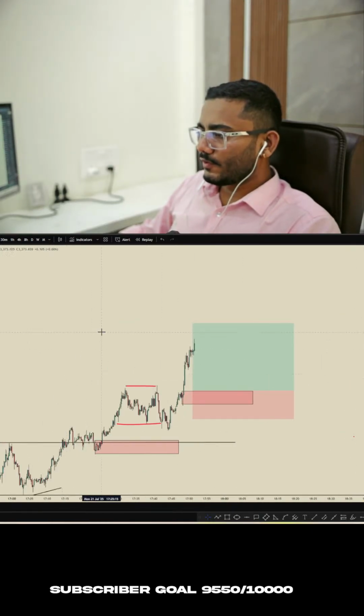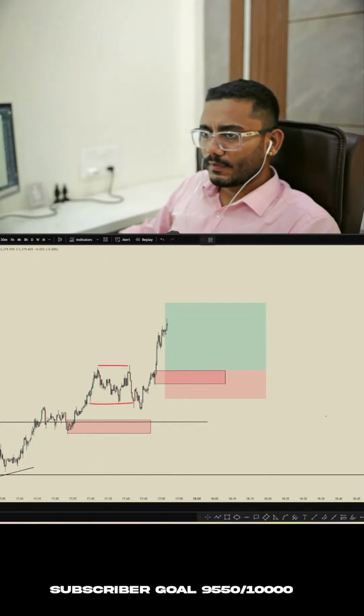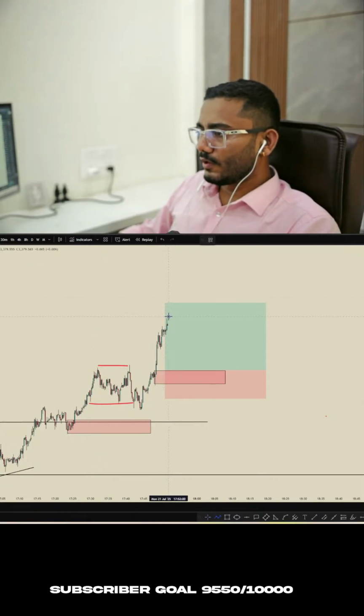We can wait for price to retest this area. Again, it will continue to the upside.